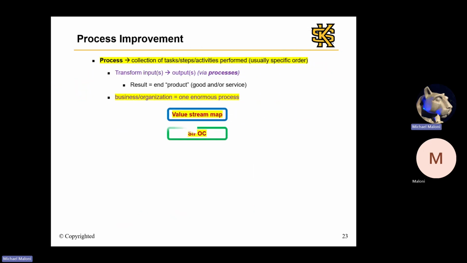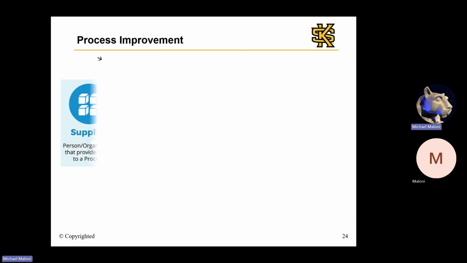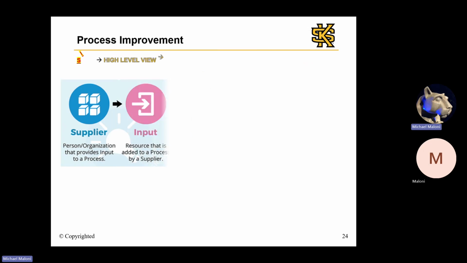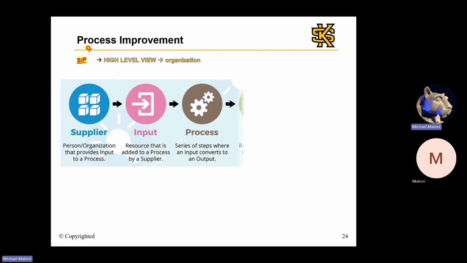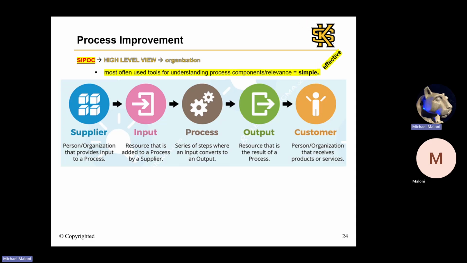Another tool that we can apply in quality management is the SIPOC diagram. SIPOC also provides a high-level view of the entire organization, but also includes immediate connections to the supply chain, such as suppliers and customers. The text highlights SIPOC as one of the most often used tools for understanding process components and relevance, saying it's simple and effective.